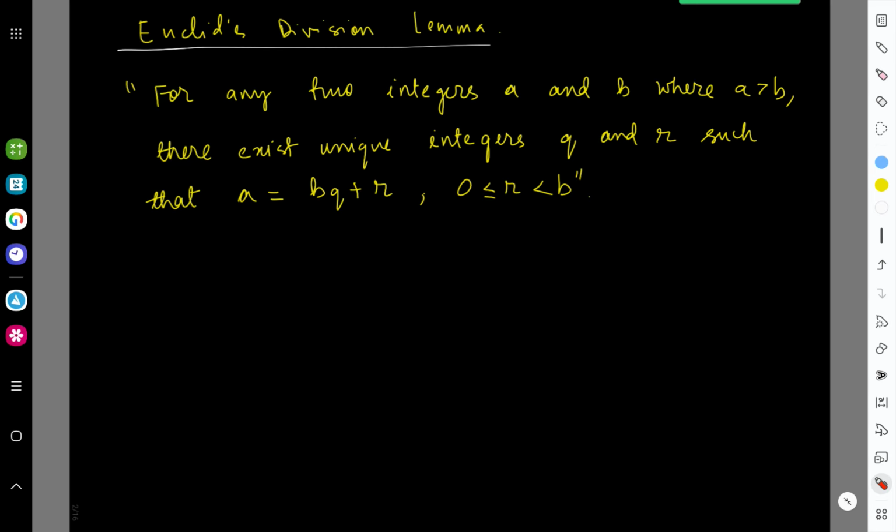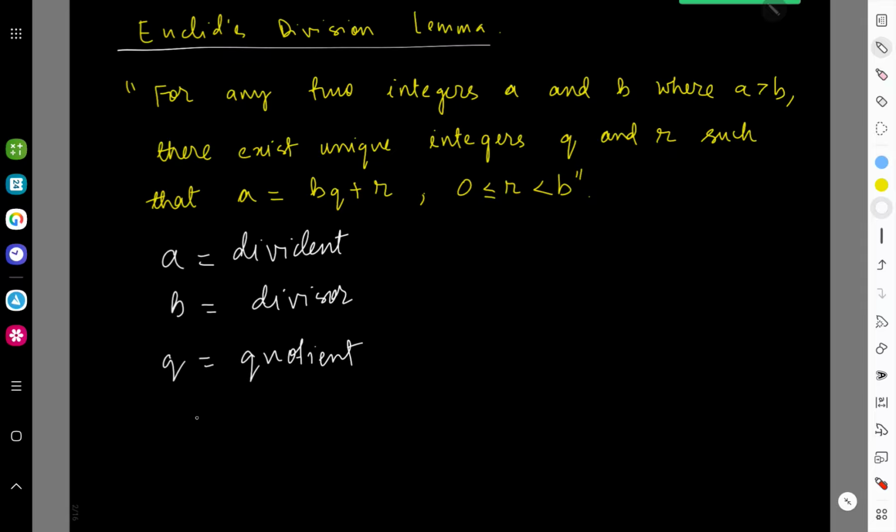What does a, b, q, and r stand for in the statement given above? So a is the dividend, b will be the divisor, q will be the quotient, and r will be the remainder. This is whenever we are talking about dividing any number by a number.